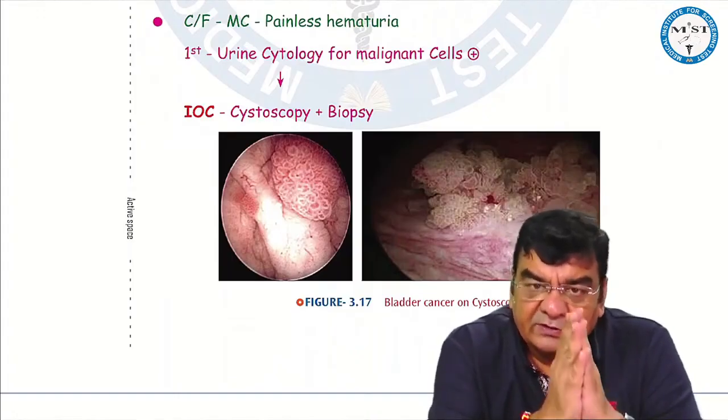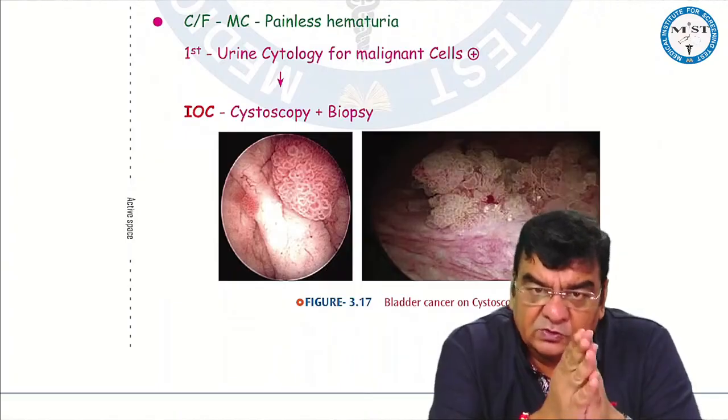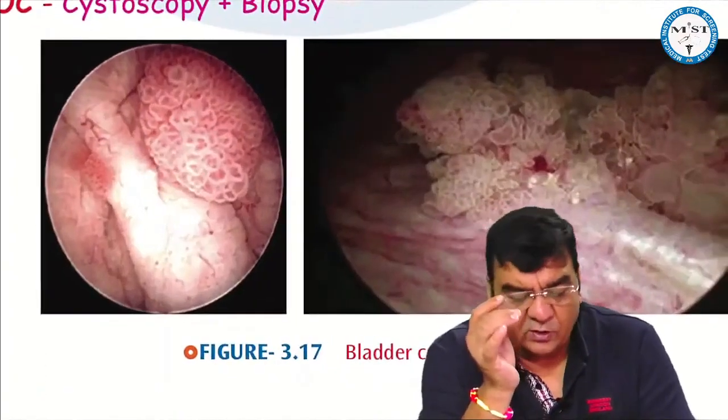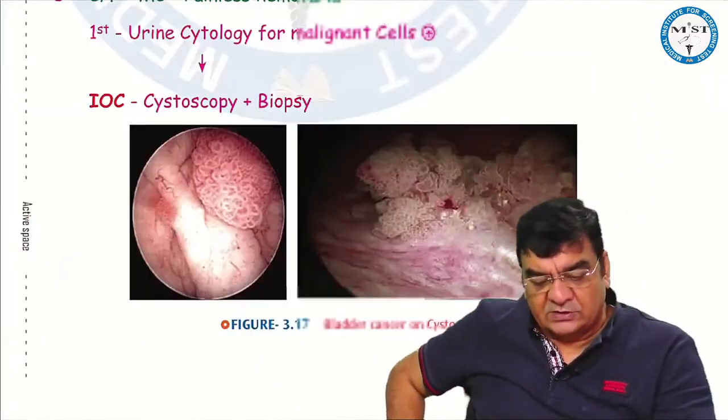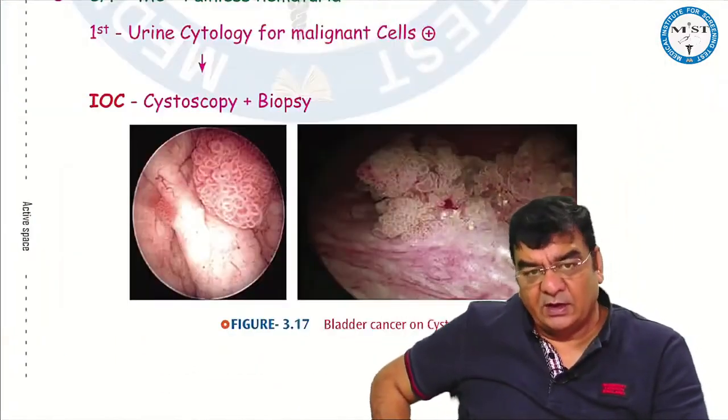If that is positive, we suspect bladder cancer, so we do cystoscopy. And if we find a tumor inside the bladder, then we take a biopsy. And biopsy will tell us that yes, this is a bladder cancer. For staging of bladder cancer, we do MRI.